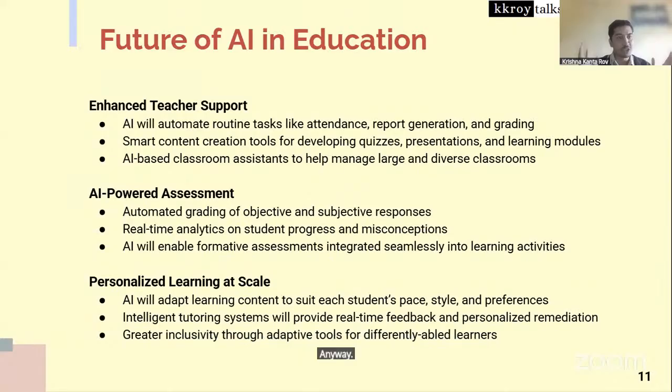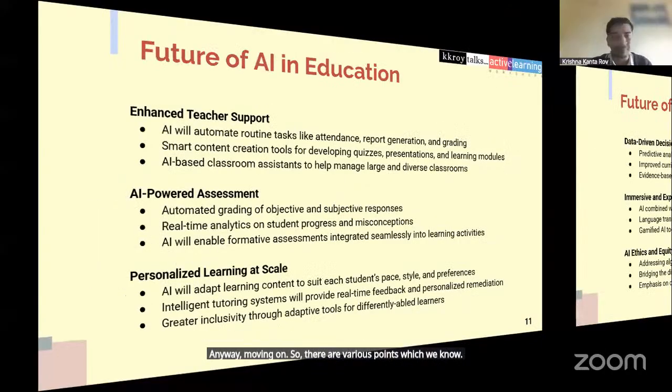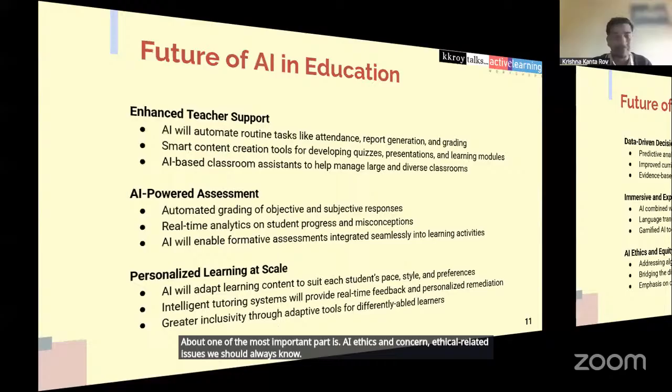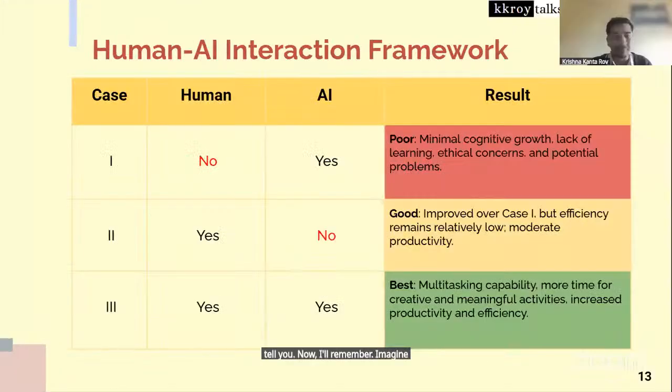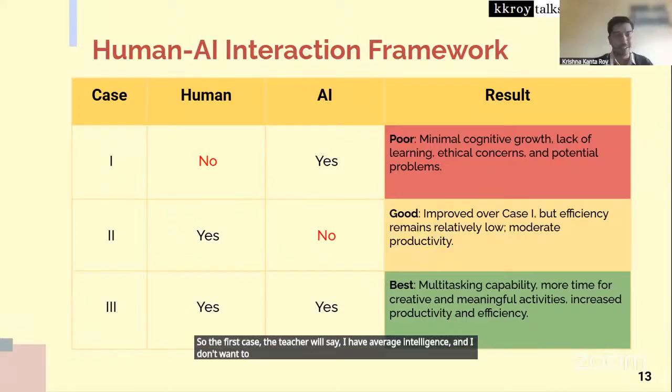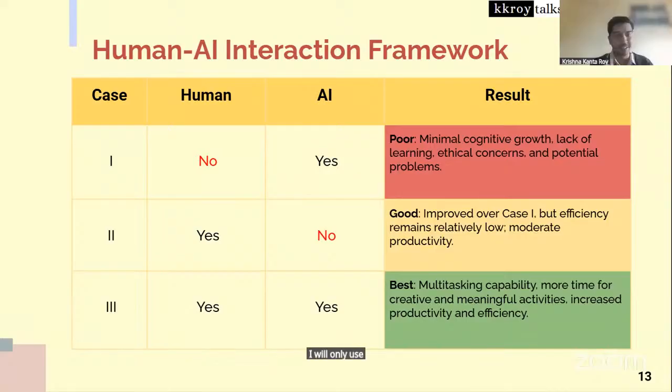Anyway, moving on. There are various points which we know about. One of the most important parts is AI ethics and concerns. Ethical issues we should always know. Now, I'll show you a framework. Imagine that there are 3 teachers: case 1, case 2, case 3. All have average intelligence, I would say. The first teacher will say, I have average intelligence and I don't want to use any of my intelligence. I will only use AI for all of my tasks.